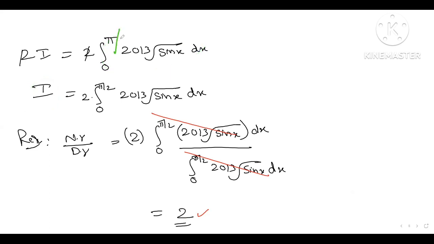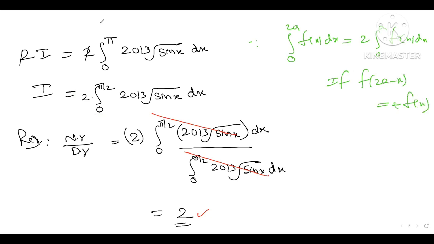I is equal to, this is an even function. So the upper limit is divided by 2 and the total integration is multiplied by 2. So we have one property. Integral 0 to 2a f of x dx is equal to 2 times integral 0 to a f of x dx, if f of 2a minus x is equal to plus f of x. According to this property, we should write here 2 times of 0 to pi by 2.